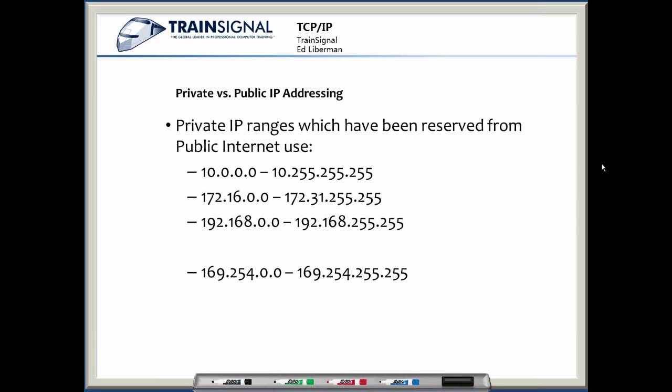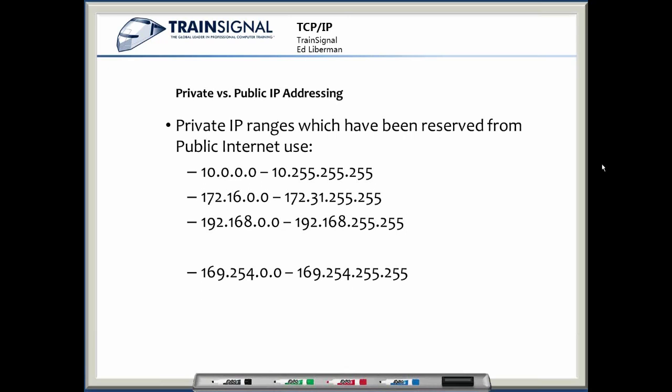Before we get to that, let's talk about private versus public IP addressing. Private IP ranges are ones that have been reserved from public internet use. These ranges are 10.anything, 172.16 through 172.31, and 192.168.0 through 192.168.255. Those are your Class A, B, and C private ranges.